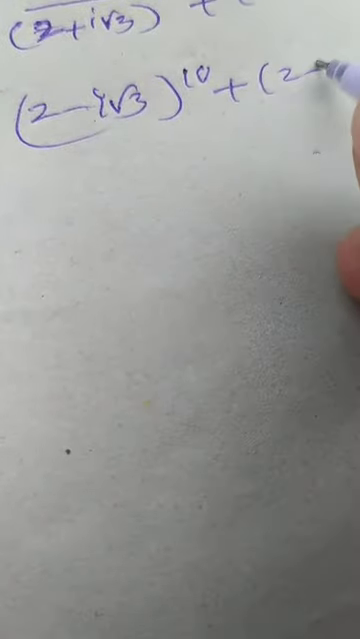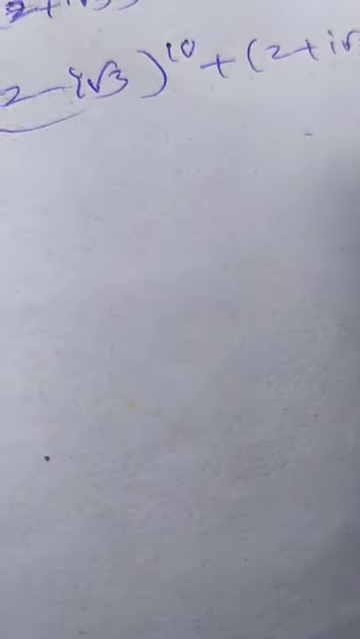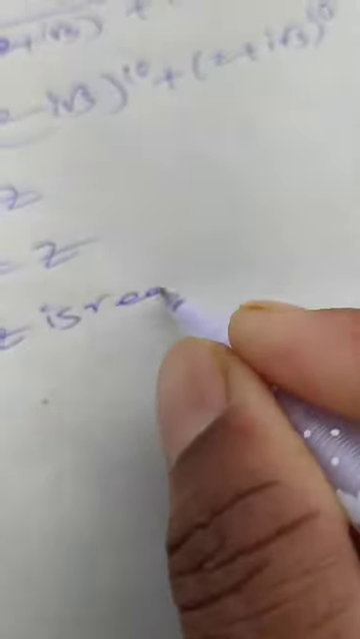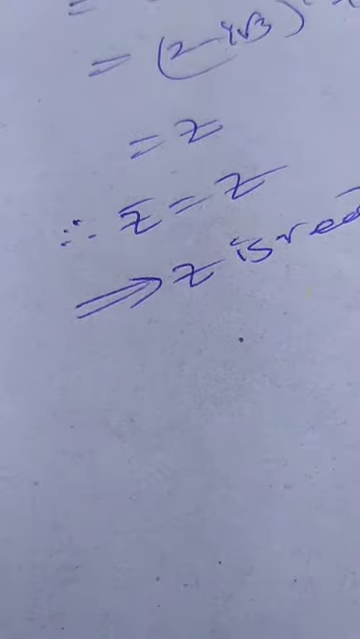So Z1 plus Z2 bar, no? So I am distributing the bar. (2 plus i root 3) bar whole power 10 plus (2 minus i root 3) bar whole power 10. 2 plus i root 3 becomes 2 minus i root 3, conjugate of the complex number. Plus here it becomes 2 plus i root 3 whole power 10. Again we got Z. So we know that if Z bar is equal to Z, then we can say Z is real. Only if it is a real number can we get Z bar equal to Z. Okay.